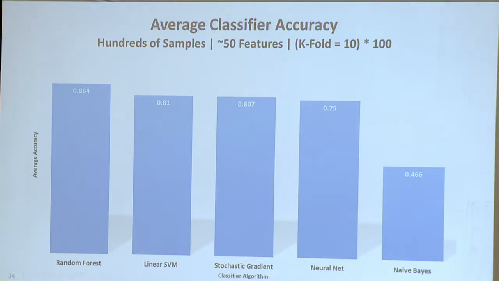So again, what we've done is we took hundreds of samples. We didn't use all the features. We did about 50 of them. The K-fold that I already described, we picked 10. And I did it 100 times just to make myself honest. And remember, every time the data that goes through there is randomized. So random forest came out first, at around 86%. And then the next three, the linear SVM, stochastic gradient, and neural nets, were all around 80%, which is still pretty good. And the naive Bayes was down there at 46%.